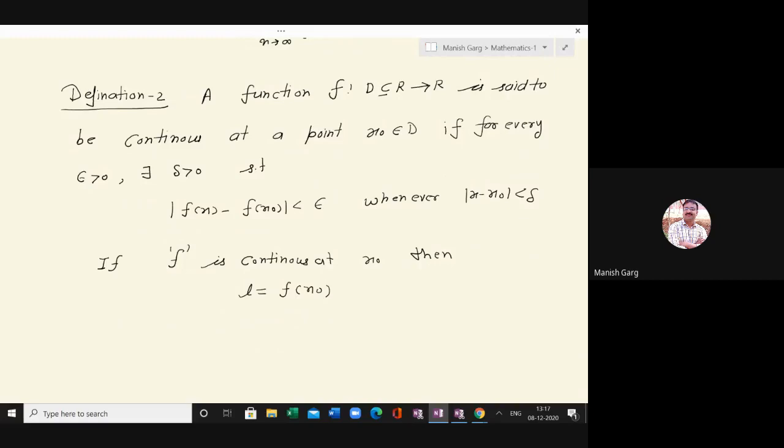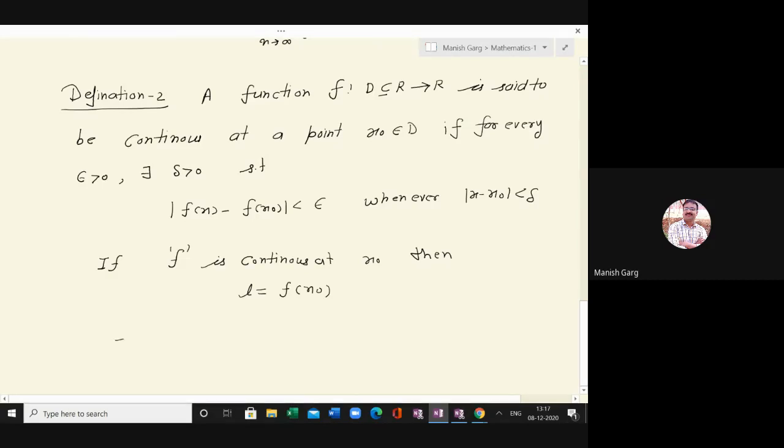Or what is the definition of continuity? A function is said to be continuous at a point x naught if for every epsilon greater than 0, you can find a positive number, say delta, such that whenever this condition is satisfied, mod x minus x naught less than delta, this will be less than epsilon. You will find delta for every epsilon.